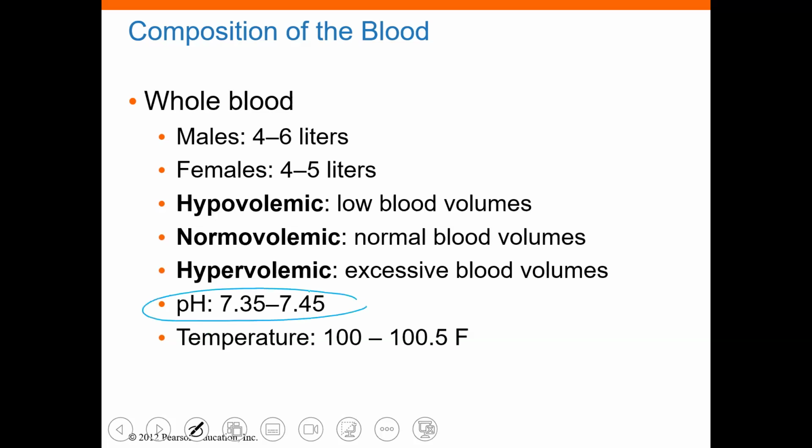Important to note, the pH of blood is about 7.3 to 7.45. This is tightly controlled through a couple of systems, namely your respiratory system and your kidneys. The temperature of blood is about 100 to 100.5.